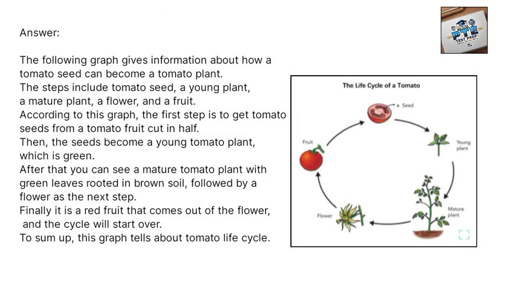The following graph gives information about how a tomato seed can become a tomato plant. The steps include tomato seed, a young plant, a mature plant, a flower, and a fruit. According to this graph, the first step is to get tomato seeds from a tomato fruit cut in half. Then the seeds become a young tomato plant, which is green. After that, you can see a mature tomato plant with green leaves rooted in brown soil, followed by a flower as the next step. Finally, it is a red fruit that comes out of the flower, and the cycle will start over. To sum up, this graph tells about the tomato life cycle.